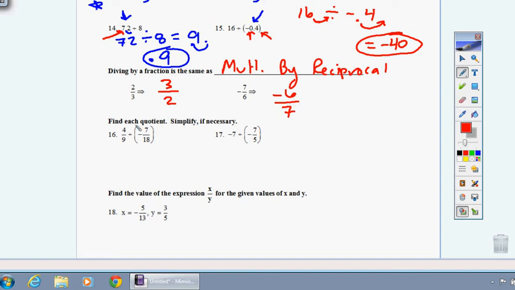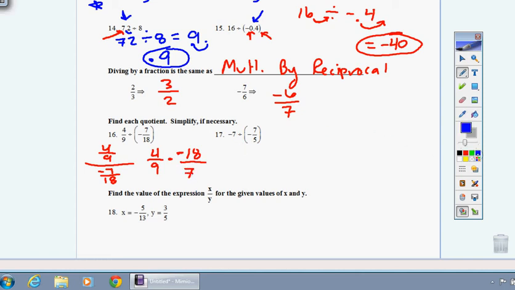So if I'm doing 4/9 divided by negative 7/18, one way to write that is like this: 4/9 divided by negative 7/18. And I don't know about you, but that kind of looks like a mess. So let's write it in a way that helps us visualize it better. I could also write this as 4/9, and like I said, dividing by a fraction, which is what I'm doing here, is the same as multiplying by the reciprocal. So 4/9 times the reciprocal of negative 7/18, which would be negative 18/7.